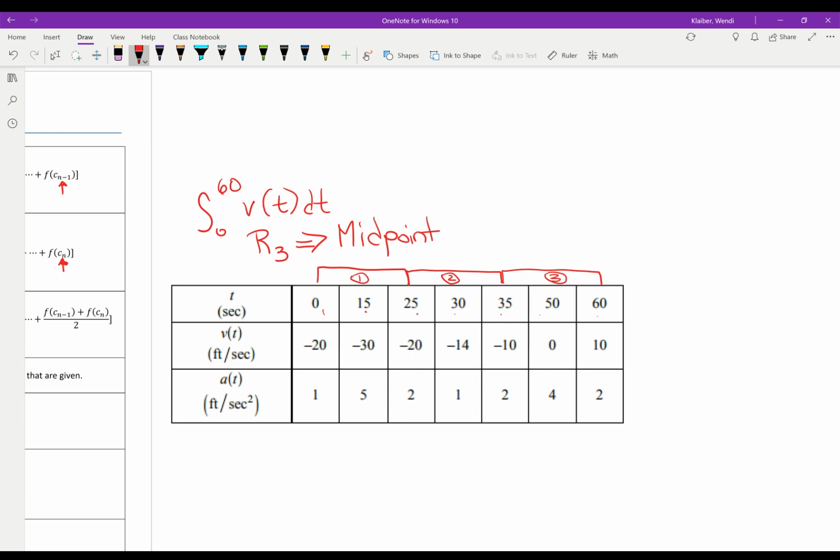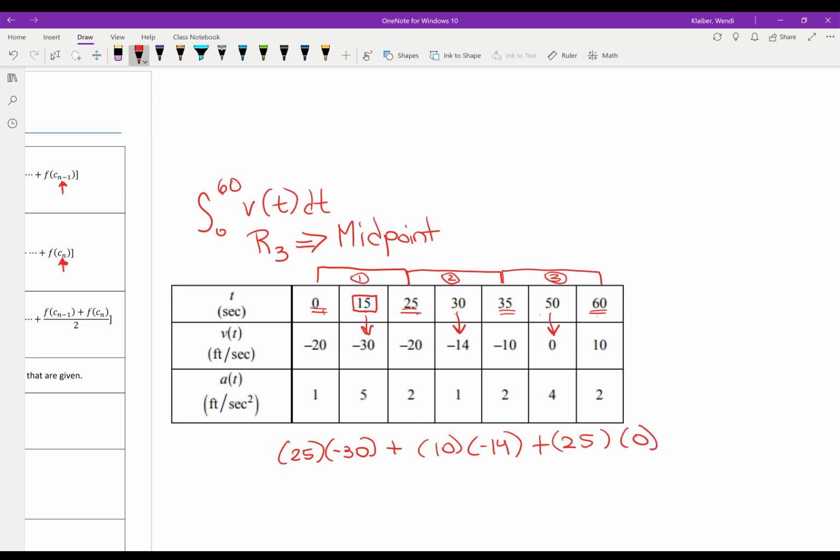So the first sum, if it's midpoint, I look at the value between 0 and 25, which is negative 30. So the change in x goes from 0 to 25, and the midpoint value of velocity is negative 30. Okay, now I do the second Riemann sum. I go from 25 to 35, so that change in x is 10, and then I look at the value in the middle, which is negative 14. And last of all, 35 to 60, that's a change of 25 for x, and that mid value is 0.